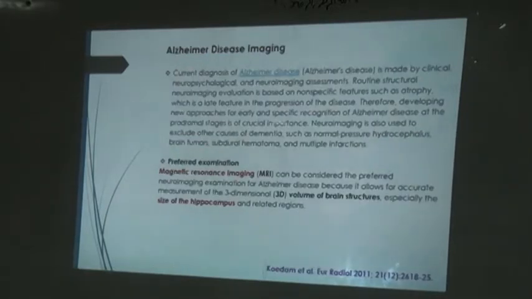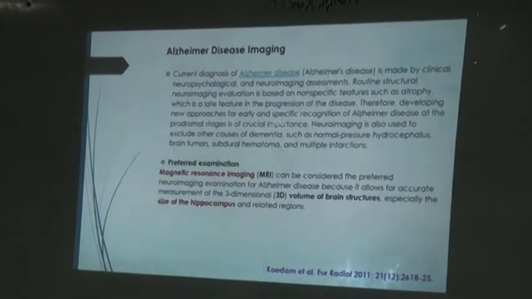So we have a patient with Alzheimer's dementia. What are the imaging modalities we can use? We can start with CT. Why do we do CT for patients with Alzheimer's? To exclude normal pressure hydrocephalus, brain tumors, and vascular dementia. The preferred modality for Alzheimer's dementia imaging would be MRI to study the 3D volume of brain structures.